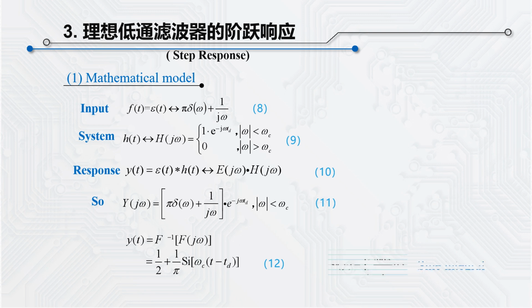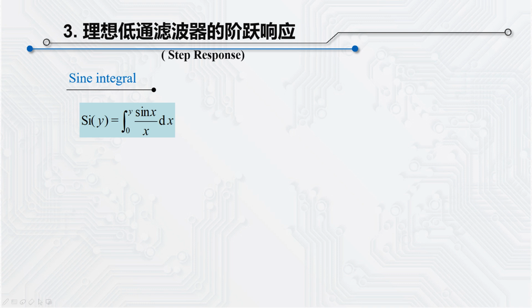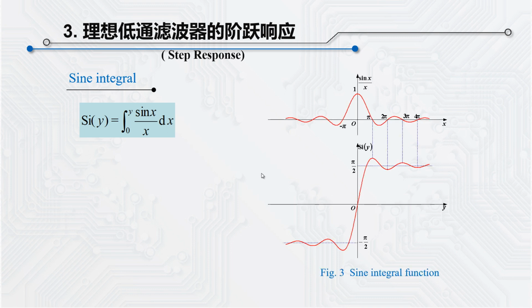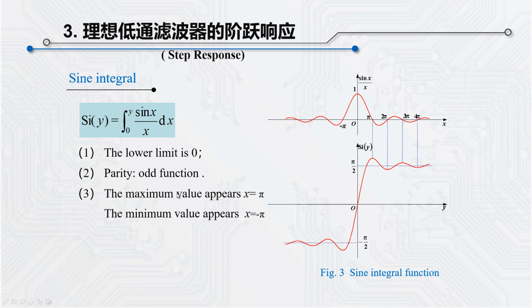In this expression, Si is a sine integral function in mathematics. Let's take a look at its characteristic. The sine integral function is the integration of sampling function sin x over x. This is its functional characteristic. Obviously, the sine integral function is an odd function. Its maximum value appears at pi. Its minimum value appears at minus pi.